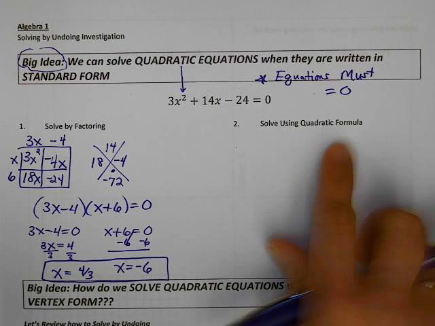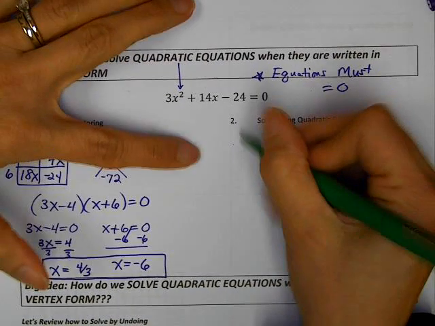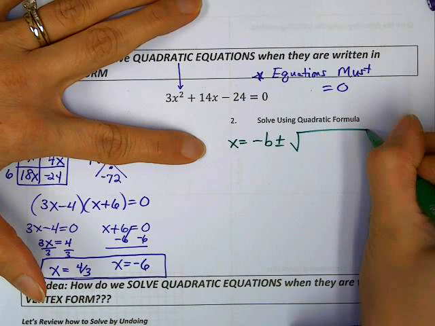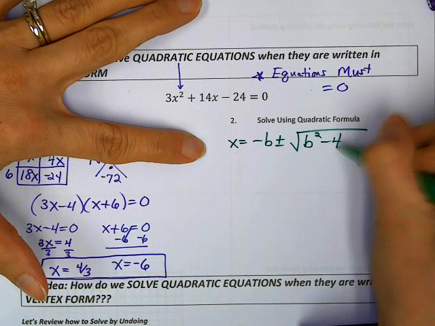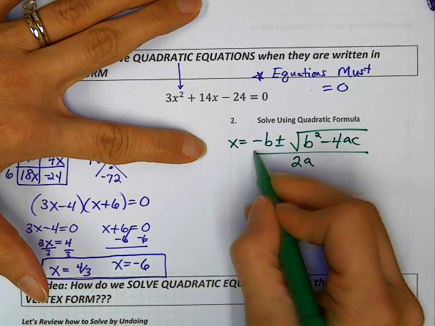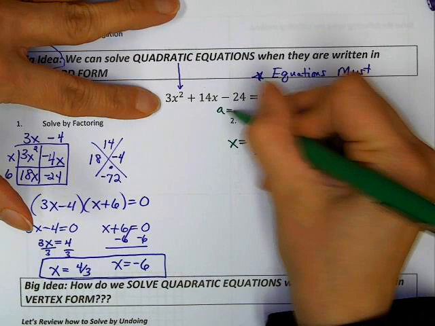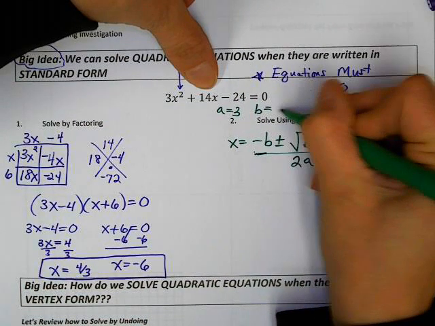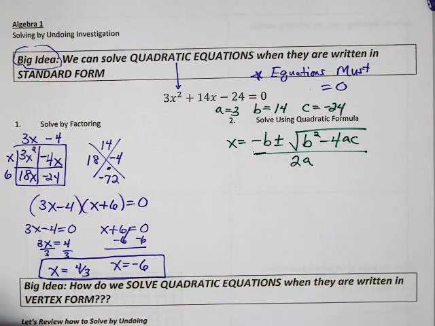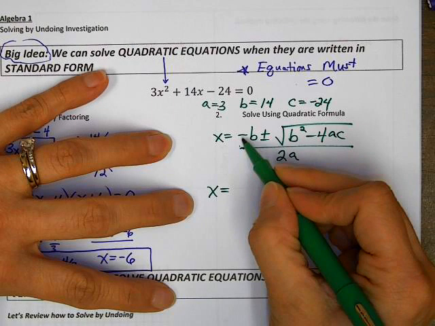So let's just refresh everybody on the steps to solving with the quadratic formula. First of all, the formula is x equals negative b plus or minus the square root of b squared minus 4ac all over 2a. Big all over. Make sure it goes underneath the b there. Looking at this equation, a is a 3, b is 14, c is negative 24. Okay, now I'm going to use the quadratic formula.